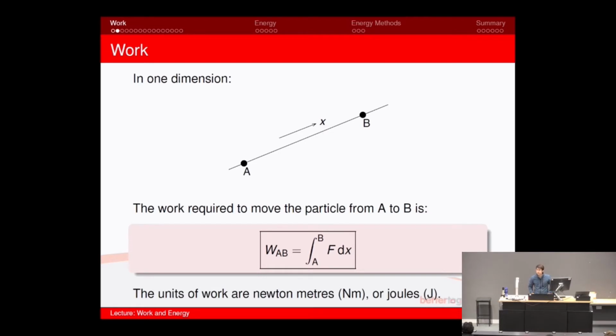And the units is Newton meters, so it's the force times the distance. That's why newtons is the force, distance is meters, so your unit will be Newton meters. That is the units of work, and Newton meters, of course, is also joule. So Newton meters is the same as joule.